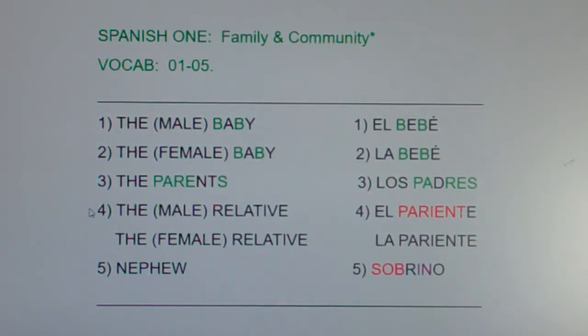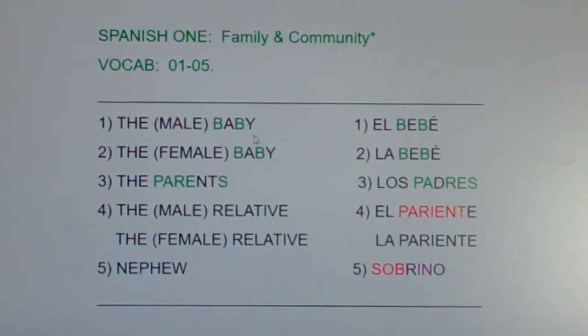The female relative, la pariente. And finally, number 5, nephew, sobrino.